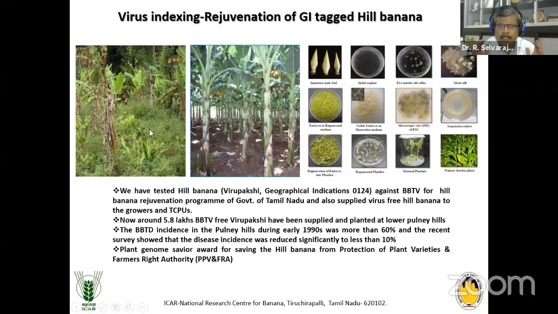Once we collected 200 mother plants, all were symptom free, nothing was there. When we tested by PCR, we found 120 positive and only 80 negative. So we removed the 120 positive plants and gave only the 80 negative to one tissue culture company, which started multiplying them. Out of those 80, there was one false negative, one more sample that was actually positive.